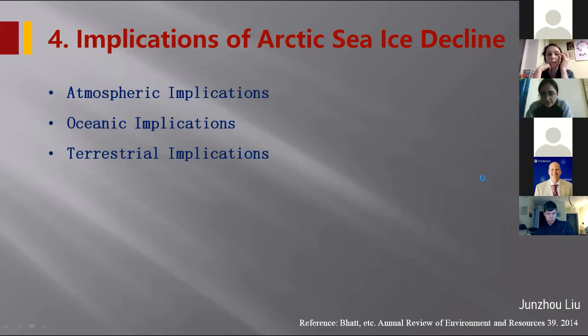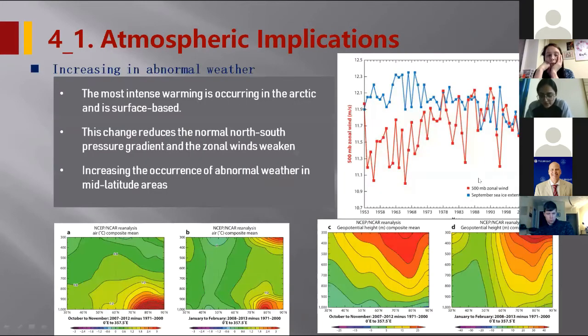So what are the implications we see on the atmosphere? On the atmosphere, we can see a rise in abnormal weather. The change is more dramatic in summer and autumn. The ice-free period has become remarkably longer over the region. The most intense warming is occurring in the Arctic and its surface, because of declining sea ice cover. The annual mean air temperatures have also increased over almost all coastal areas.